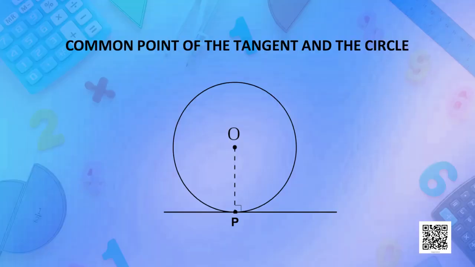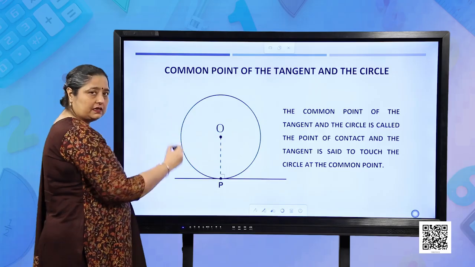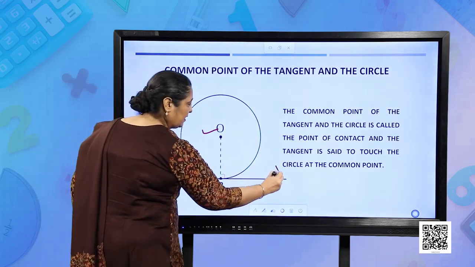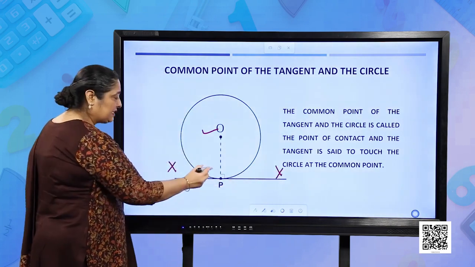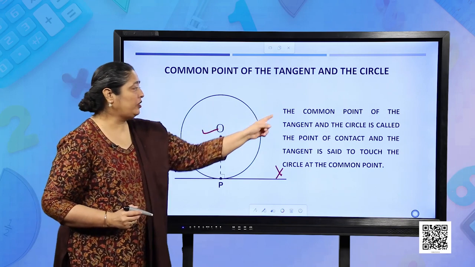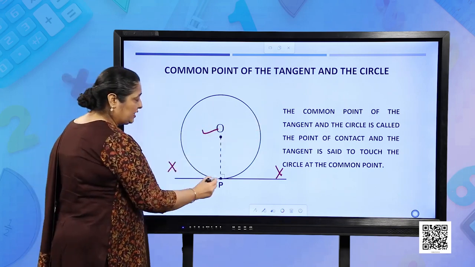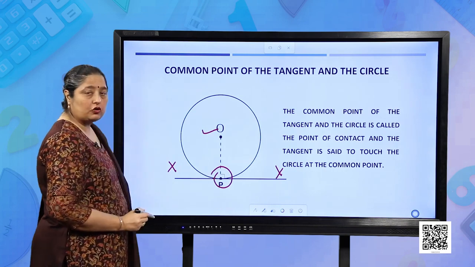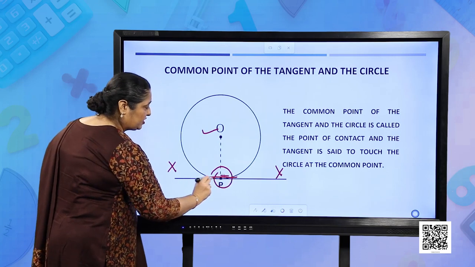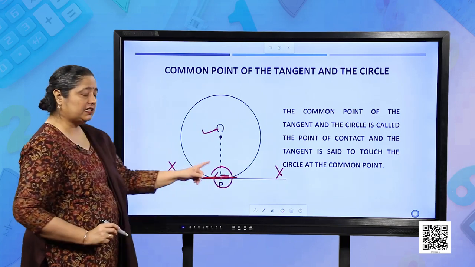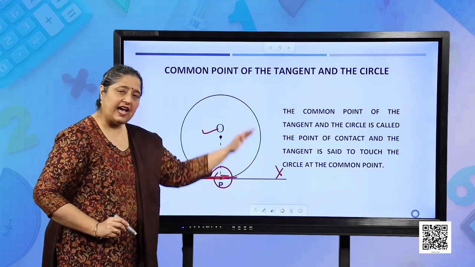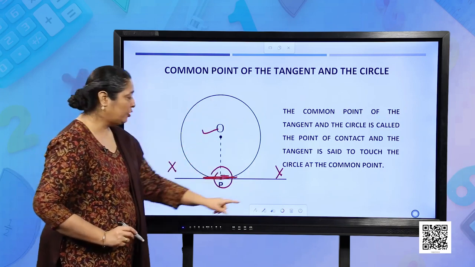So, the common point of the tangent and the circle. This is a circle. We have center O of the circle and this is a tangent. Let me name this as X and Y. What is P? It is a point wherein the circle and the tangent are touching. So, the common point of the tangent and the circle is called the point of contact, and the tangent is said to touch the circle. Here it is just touching the circle at the common point. So, P is the common point of the tangent and the circle and is called the point of contact.